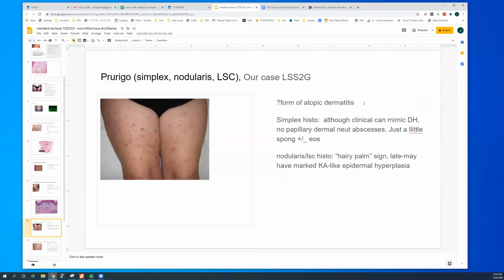The simplex histology can certainly have some spongiosis in it, and although it can clinically mimic DH and can be grouped papules, there will be no papillary dermal neutrophilic abscesses. Just a little spongiosis and maybe some eosinophils, not a lot. And then the nodularis LSC histology, we just went over that hairy palm sign. And in the late stages, it may have really, really marked epidermal hyperplasia to the point of you wonder about a keratoacanthoma.